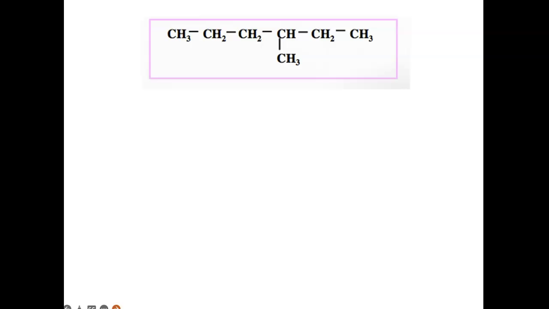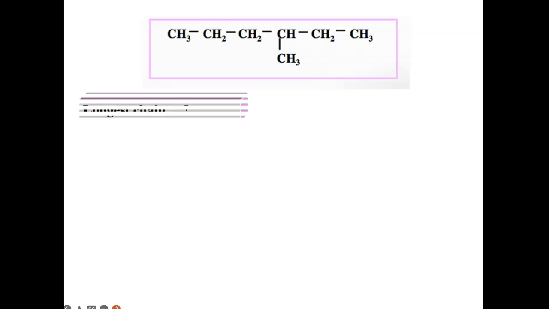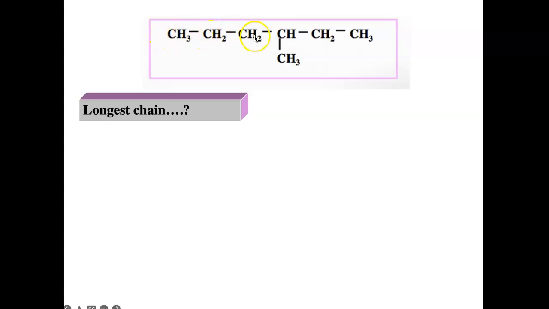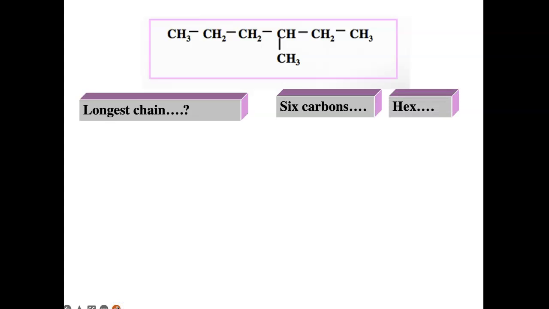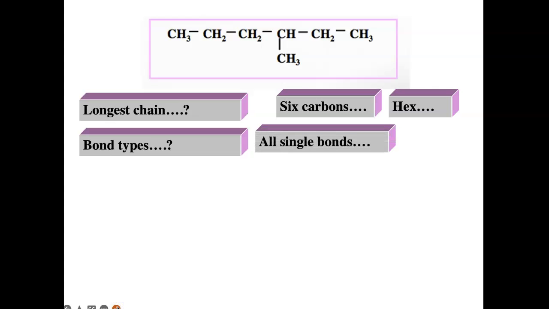So let's take a look at this molecule. Can you name it? So what's our longest chain? Well, I see 1, 2, 3, 4, 5, 6, and then this one with just one carbon. So our longest chain is 6. So that prefix is hex. The next thing we're going to look at is the bonds. Single bonds, double bonds, triple bonds. All single bonds. So it's hexane.